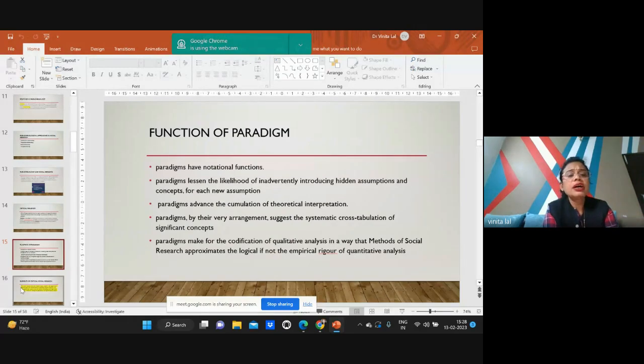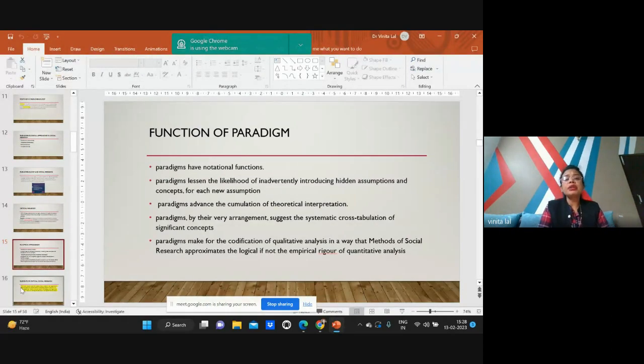Now come to the functions of paradigms. These are the functions. It has a notational function, and it lessens the likelihood of inadvertently introducing hidden assumptions and concepts for each assumption. Next, paradigm advances the accumulation of theoretical interpretation, and paradigms by their very arrangement suggest the systematic cross tabulation of significant concepts. And last one is paradigm makes for the codification of qualitative analysis in a way that methods of social research approximate the logical if not the empirical rigor of quantitative analysis.